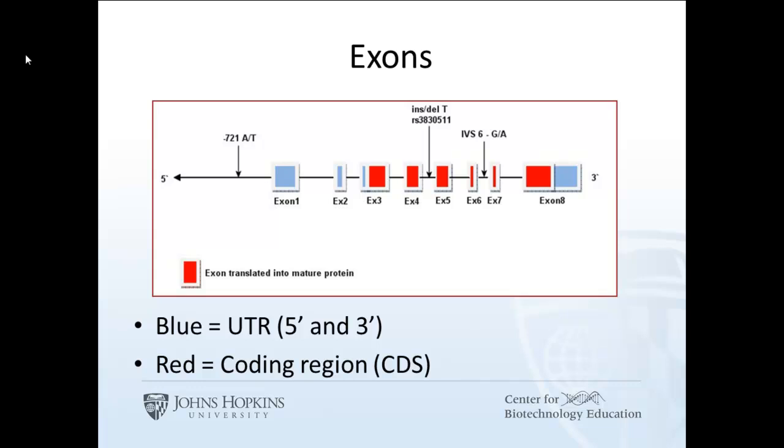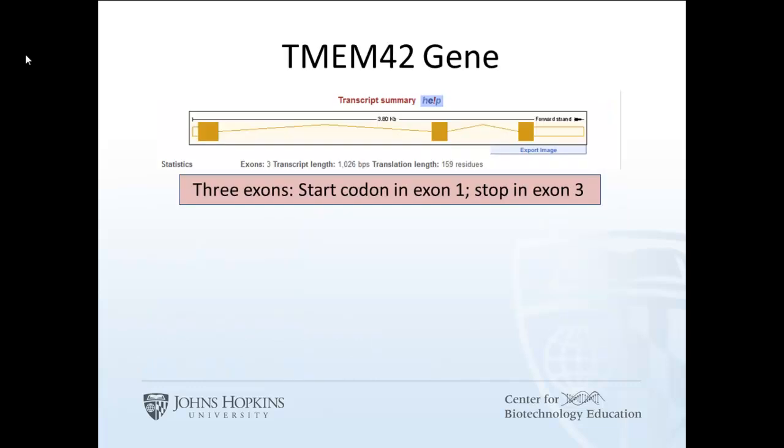Note that the start codon is in exon 3 and the stop codon is in exon 8. The first two exons are completely in the 5' UTR. That's very common in eukaryotic genes. Here is the human transmembrane 42 gene model. The filled-in boxes represent coding regions, and the empty boxes represent the UTRs.